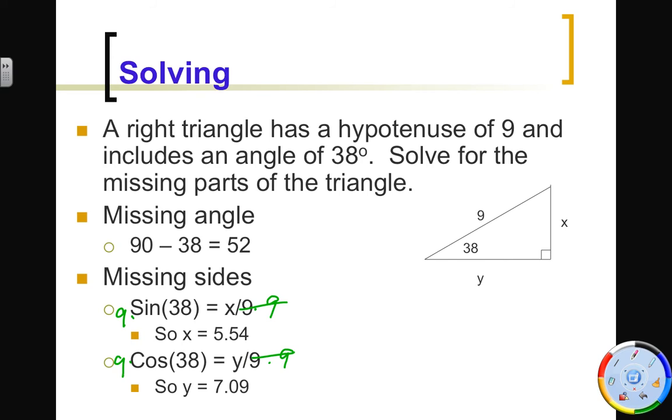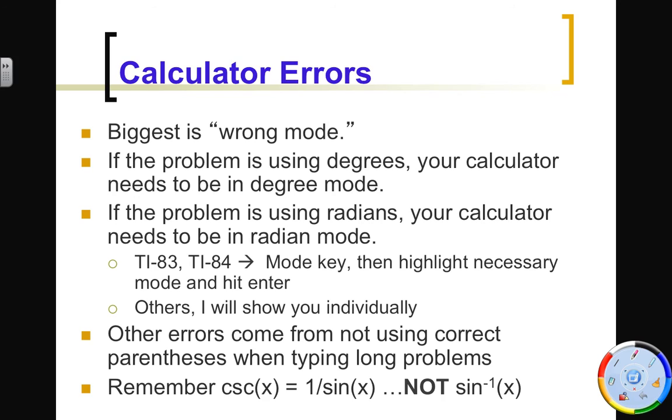Now, you do have a mode button on your calculator. I'm going to show you how to do that in just a second here. All right, so these are pretty simple problems. They're all doable for us. We can all do this. I know we can. All right, so if you did not get those two numbers on that last page, the biggest reason why is wrong mode.